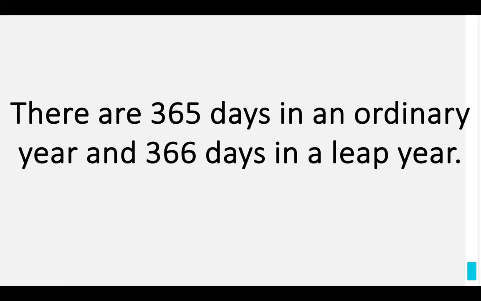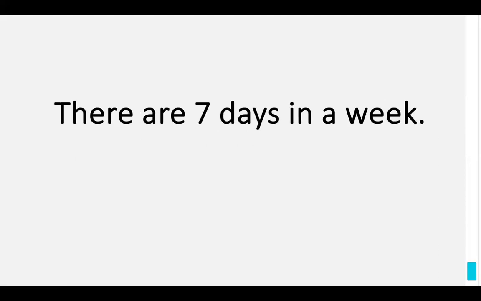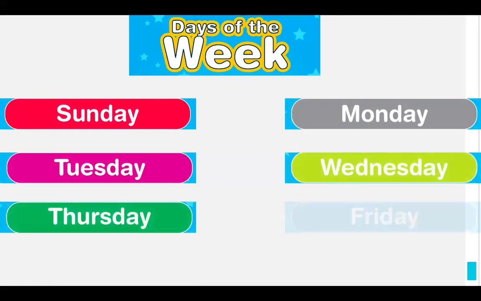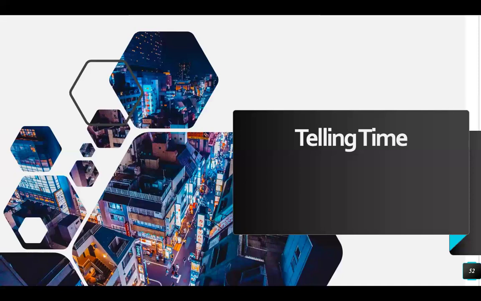This year is a leap year, so we have 366 days in this year, this 2024. During a leap year, we said also that February has 29 days. So there are 7 days in a week. So we have Sunday, Monday, Tuesday, Wednesday, Thursday, Friday, and Saturday. So that's it. Now, let's talk about telling time.